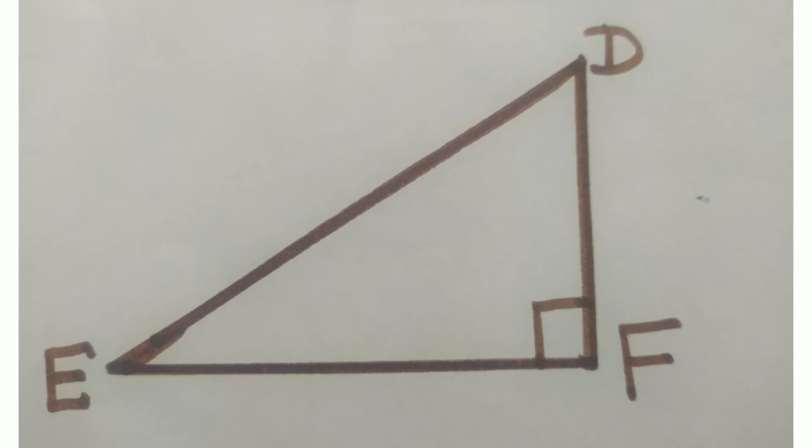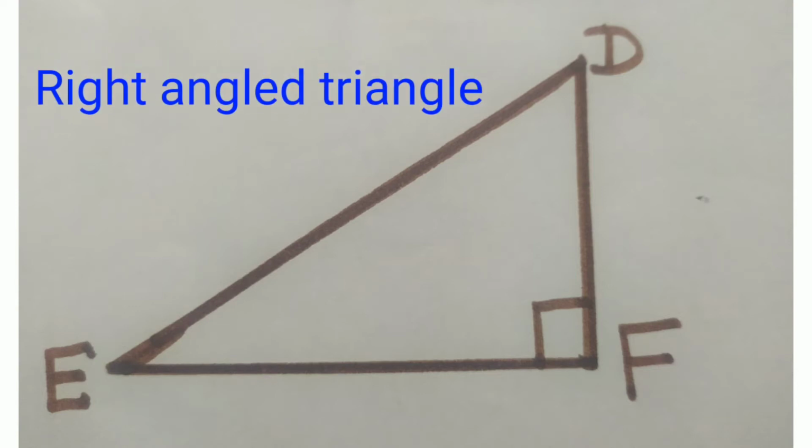Second case, when one of the angles of triangle is a right angle. In the figure, triangle DEF has angle F 90 degree. So the name of this type of triangle is right angled triangle.